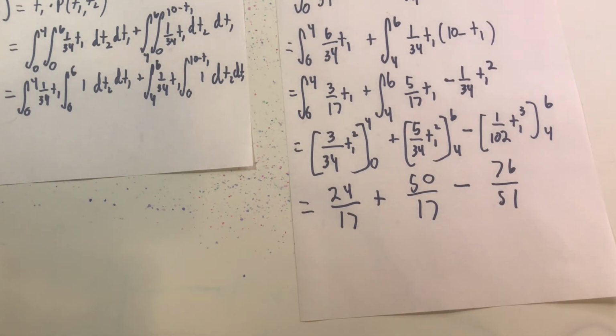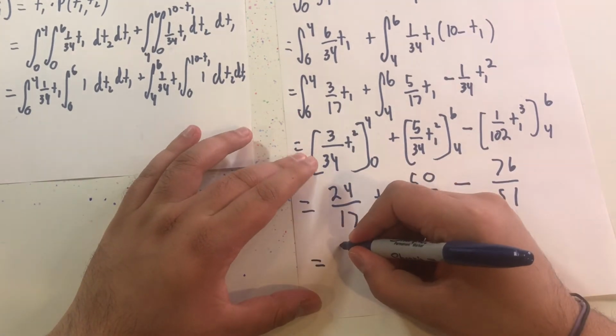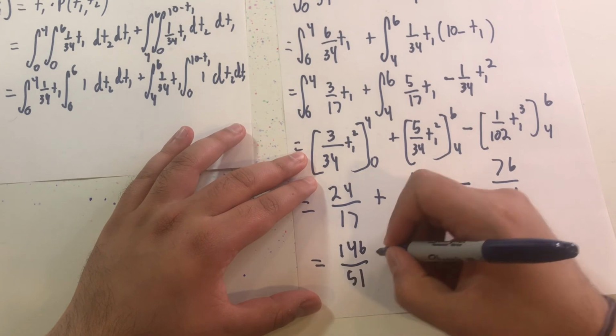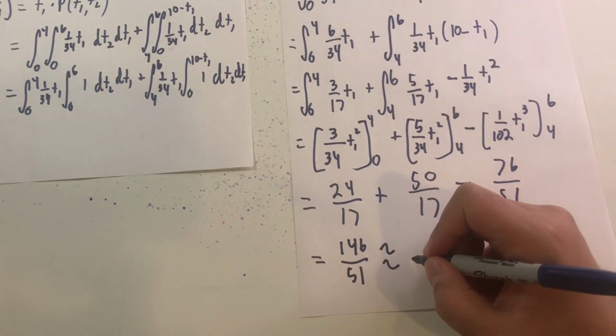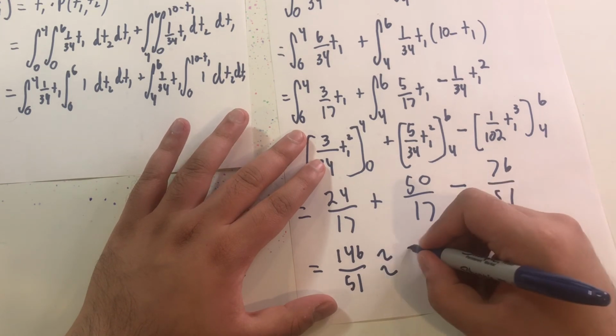And let's compute this. Right, sorry about that cut. Yes, so just adding this up, subtract here, and we are left with 146/51, which is approximately 2.86.